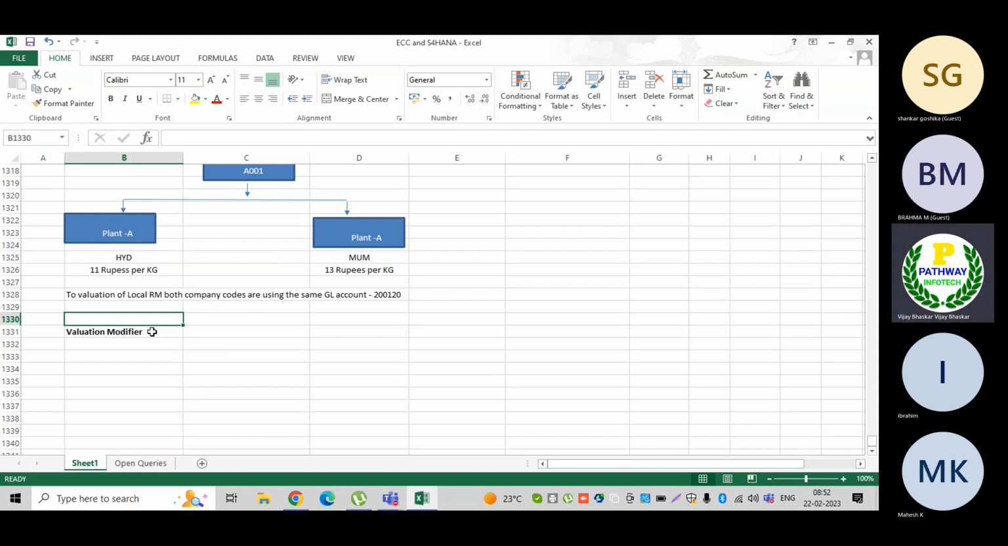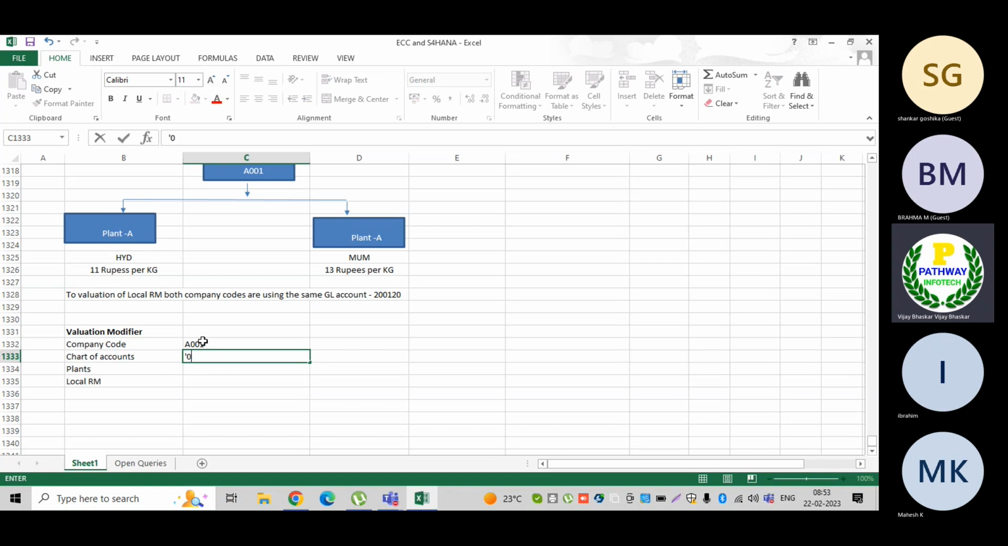Let me select here the company code, then the chart of accounts, then the plants. Here I'll mention local raw materials. For local raw materials I would require separate GL accounts. Let me put it here: my company code is A001, and my chart of accounts is 0001.